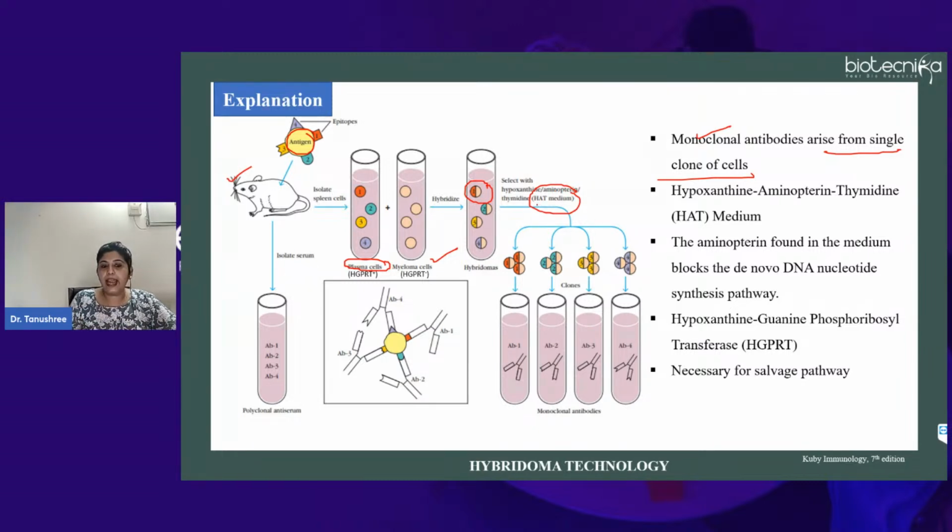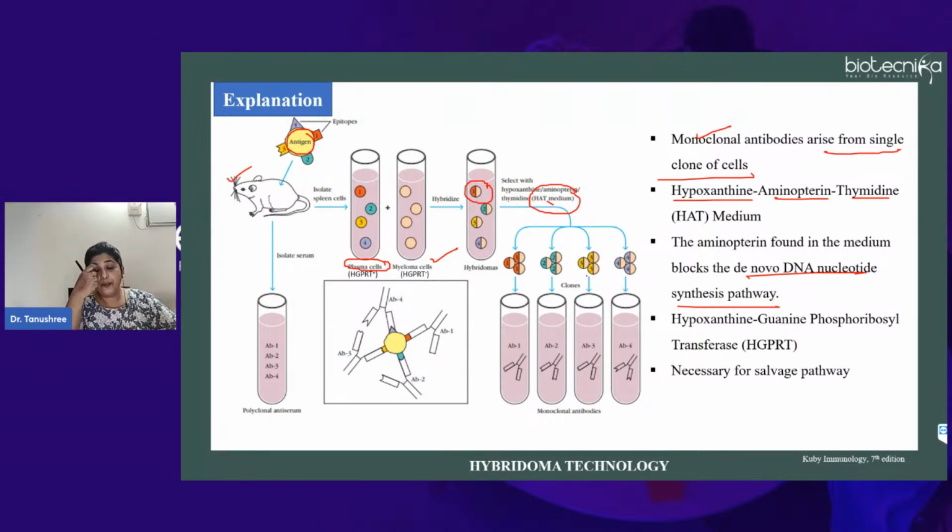So when you are growing in HAT medium, it is hypoxanthine, aminopterin and thymidine. Now basically aminopterin is the inhibitor of the DNA synthesis pathway. Okay, that is the de novo DNA nucleotide synthesis pathway. You know very well that DNA synthesis is very important for the cell. If DNA synthesis is inhibited, the cell will also not survive.